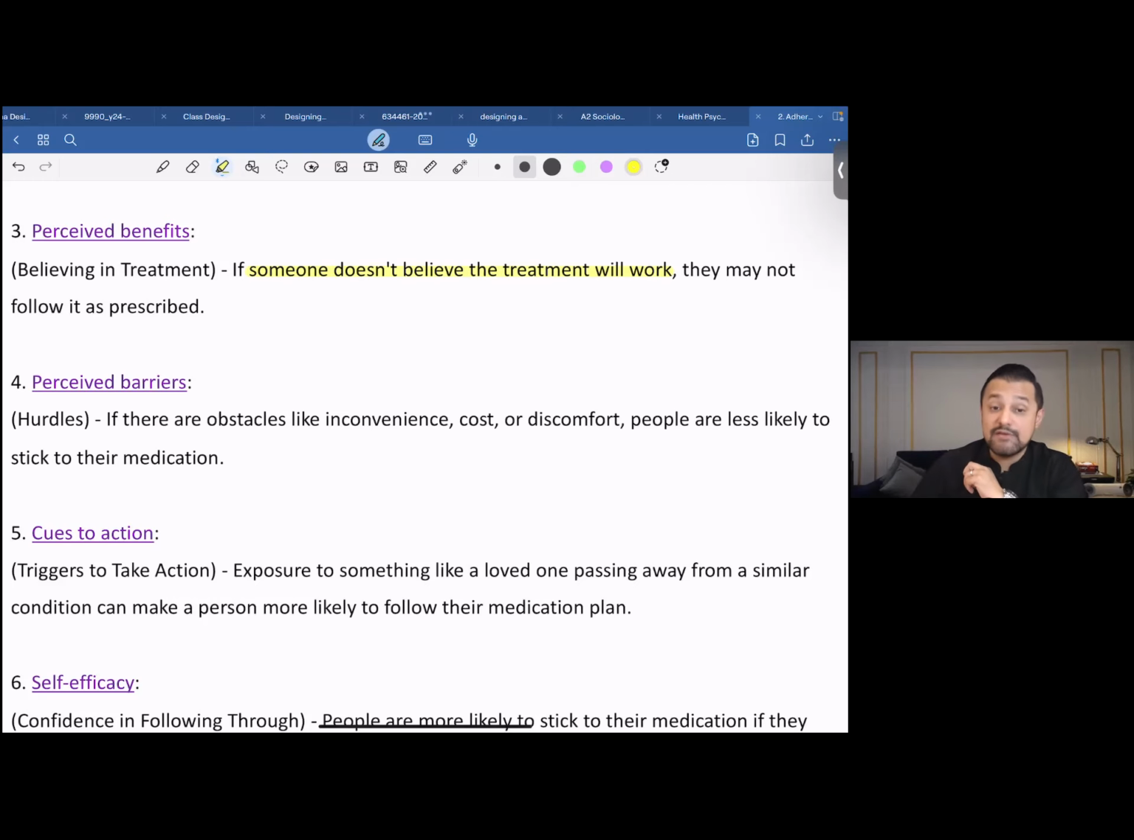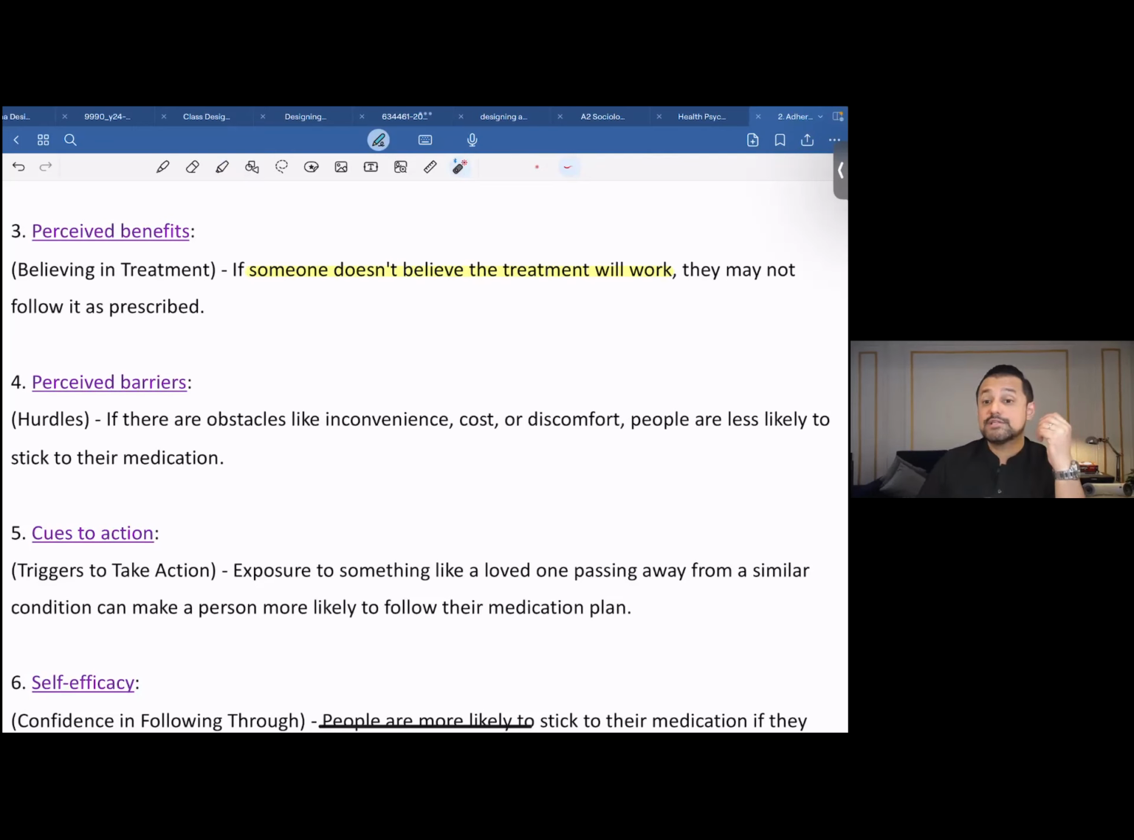Number four, perceived barriers or the hurdles that you come across. If there are obstacles, like inconvenience in terms of time and effort, cost, or discomfort, people are less likely to stick to the medication. So if it's expensive, you might not adhere. If you're experiencing a lot of discomfort, you might not adhere. If you find it super inconvenient, you might not adhere.